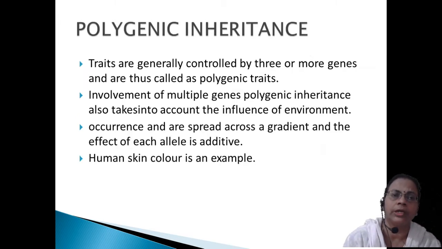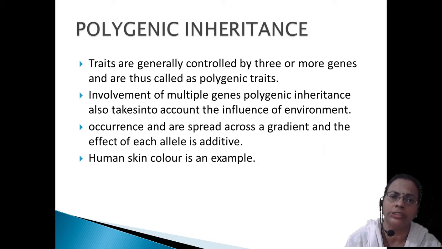Now we'll move on to another category, that is polygenic inheritance. What do you mean by polygenic inheritance? That is, a particular character can be controlled by more than one gene, just the reverse of pleiotropic. The traits that are generally controlled by 3 or more genes are called polygenic traits, just opposite of pleiotropy. In pleiotropy, one gene regulates many characters. Here, many genes regulate one character.